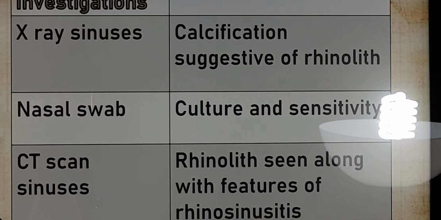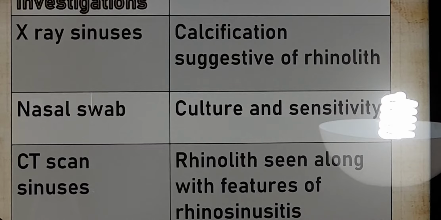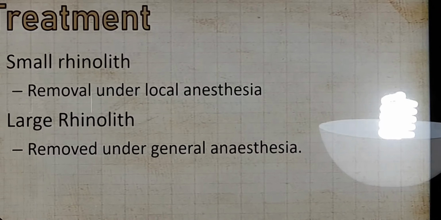The CT scan will show the rhinolith clearly, and at the same time, if you have any rhinosinusitis with a pus collection, I would like to take a nasal swab to know which bacteria is present and which antibiotic can be given against that. So this is a CT scan of a patient where you can see the rhinitis caseosa, the rhinolith, clearly.